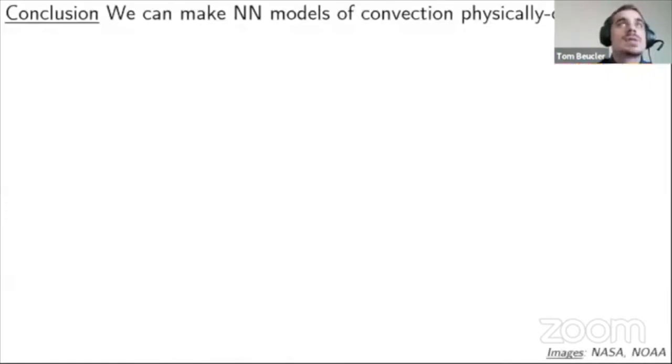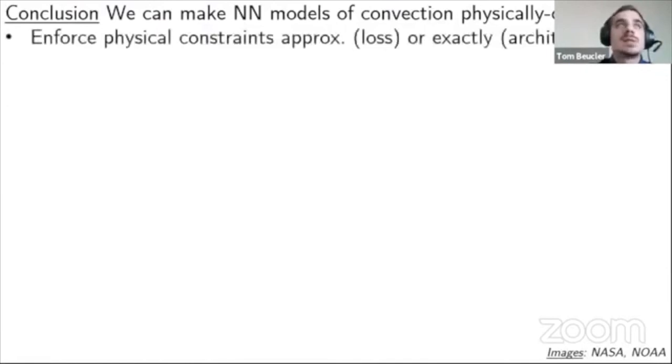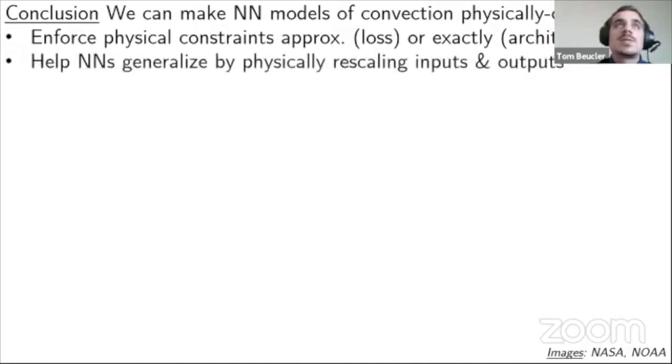So I'm just going to skip to the conclusion: we can make neural network models of convection physically consistent by enforcing physical constraints, either approximately in the loss function or exactly by modifying their architecture, and we can help neural networks generalize by physically rescaling inputs and outputs. And I want to note that, taking a step back and going back to the workshop's themes, those are two different ways of incorporating physical knowledge in neural networks.